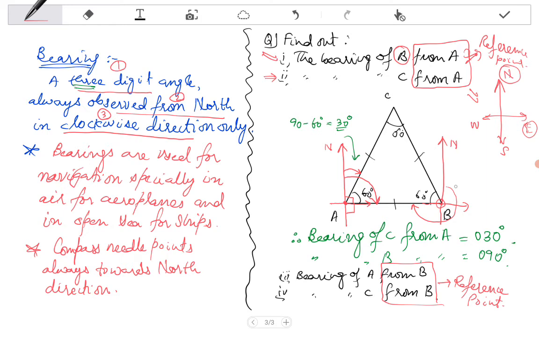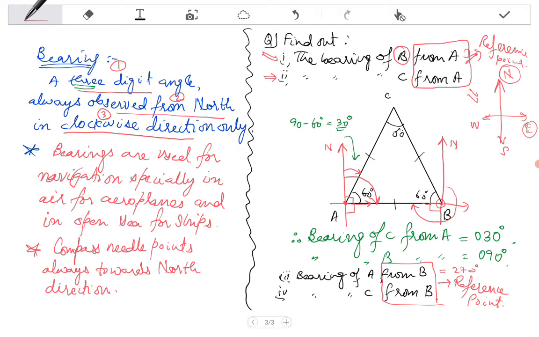So this is how the bearing of A from B can be observed, and it's easy to know that this is a straight line, 180 degrees, this is 90 degrees, so it's obviously 270 degrees. So the answer of this question, bearing of A from B, is 270 degrees.